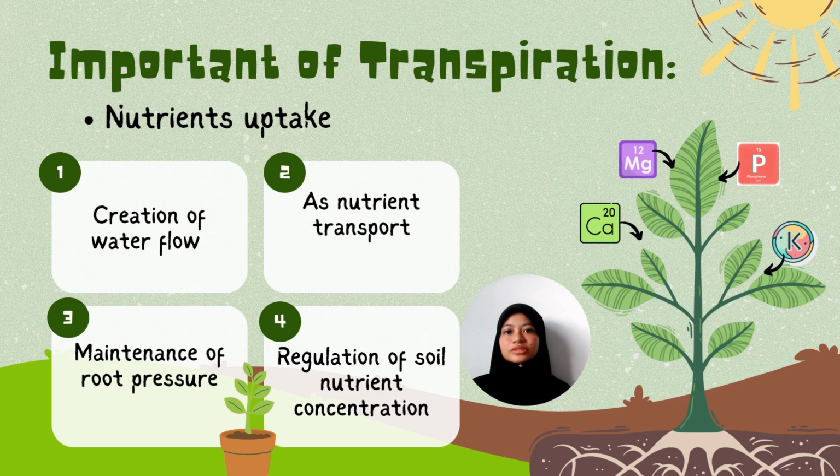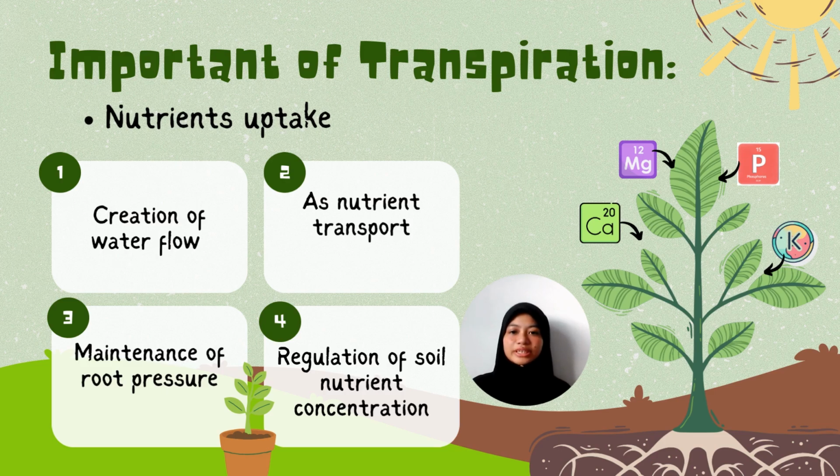Transpiration plays a crucial role in nutrient uptake by plants in several ways. Here are the key points highlighting its importance. The first is the creation of water flow. Transpiration generates a continuous flow of water from the roots to the leaves. This process creates a negative pressure that pulls water, along with dissolved nutrients and minerals from the soil, into the plant's vascular system, that is the xylem. Without transpiration, this upward movement of water and nutrients would not occur effectively.